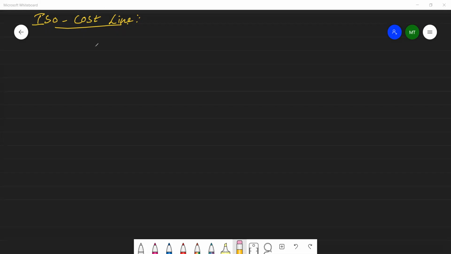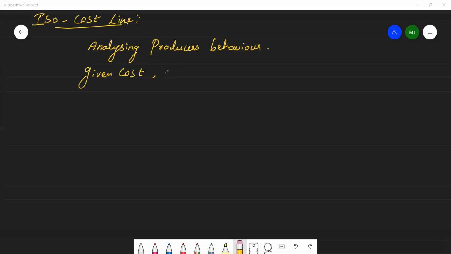Okay, so the producers' behavior analyzing. Then the isocost line illustrates all possible combinations of two factors that can be used for a given cost and for a given producer's budget. So, first a given cost, and for a given producer's budget.